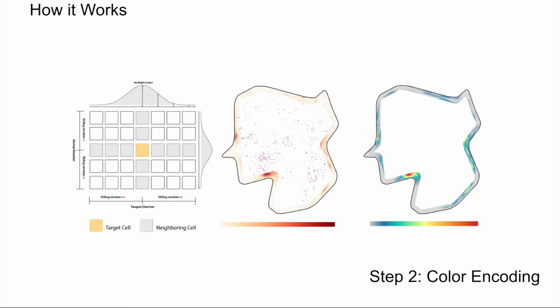Lastly, we smooth the density of the target cell by normalizing the neighboring cells' weights and use the color scale to encode the density on the edge.